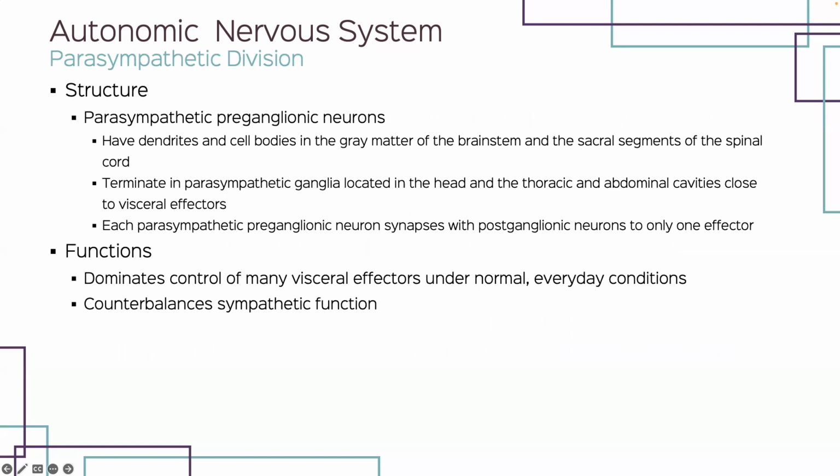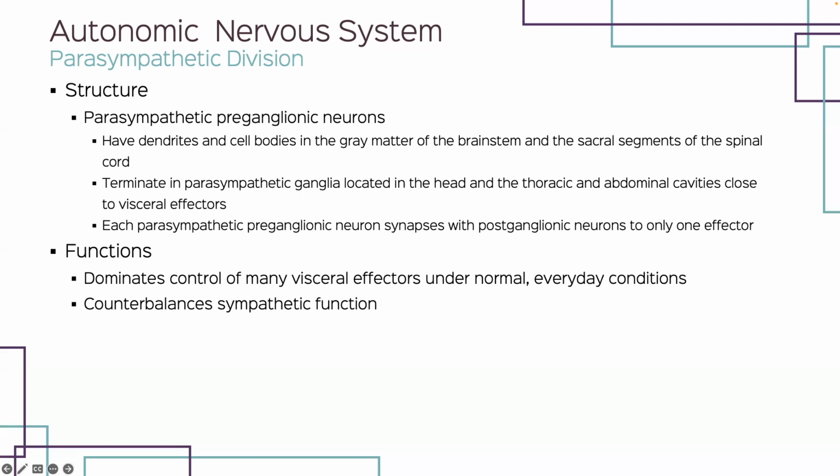The dendrites and cell bodies of parasympathetic preganglionic neurons are located in the gray matter of the brainstem and in the sacral segments of the spinal cord, causing it to also be called the craniosacral system. The parasympathetic preganglionic axons will extend some distance before terminating in the parasympathetic ganglia that are located in the head and the thoracic and abdominal cavities close to the visceral effectors that they control.